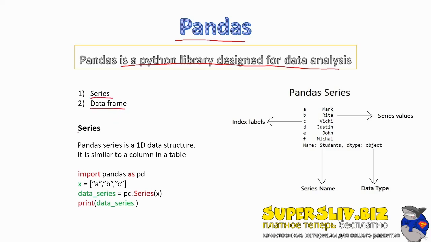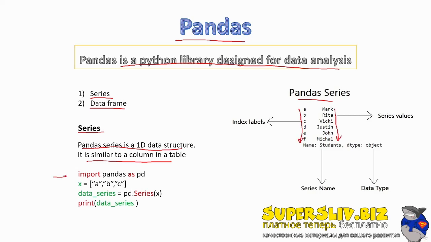Now let us take a look at Pandas Series. Pandas Series is a 1D data structure. It is similar to a column in a table. So this is the structure of Pandas Series. You can see these are the indexes and these are the values.